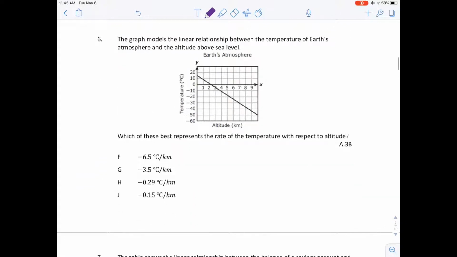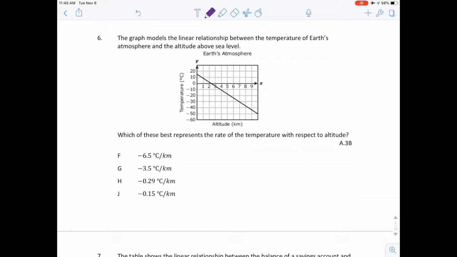All right, number 6. We have a graph, and it says which of these best represents the rate of the temperature with respect to altitude. So rate, that should ring a bell, that's the slope. And it says best represents right here, so your answer is going to be approximate. So you're going to find the one that is closest to the slope that you get. It's not going to be perfect, and the reason is if you look at that graph up there, are there really any good points that you can choose? There's not really any perfect ones, but I'm going to choose ones that are close.